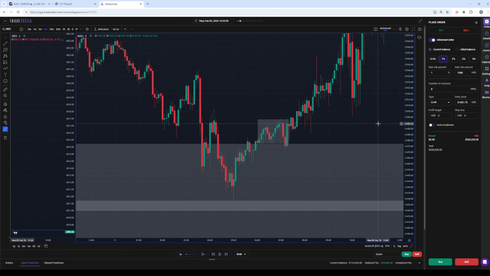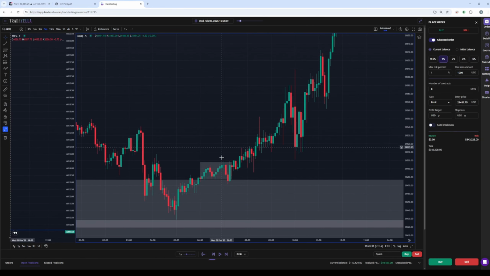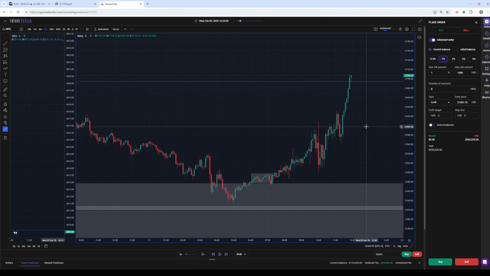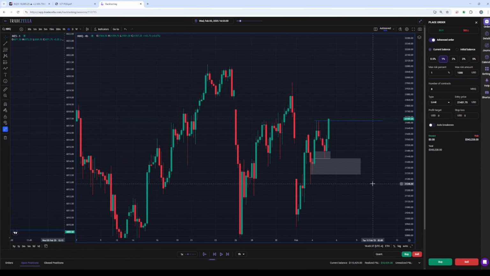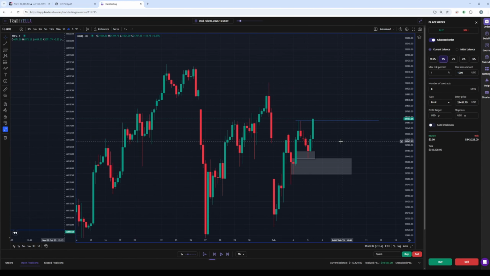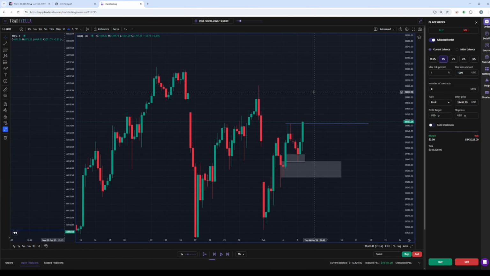Okay. So yeah, there was our power of 3 example, and there was our TP based on our daily bias. This was our fair value gap. We rejected from our fair value gap, and then we absolutely skyrocketed to the upside. Okay.